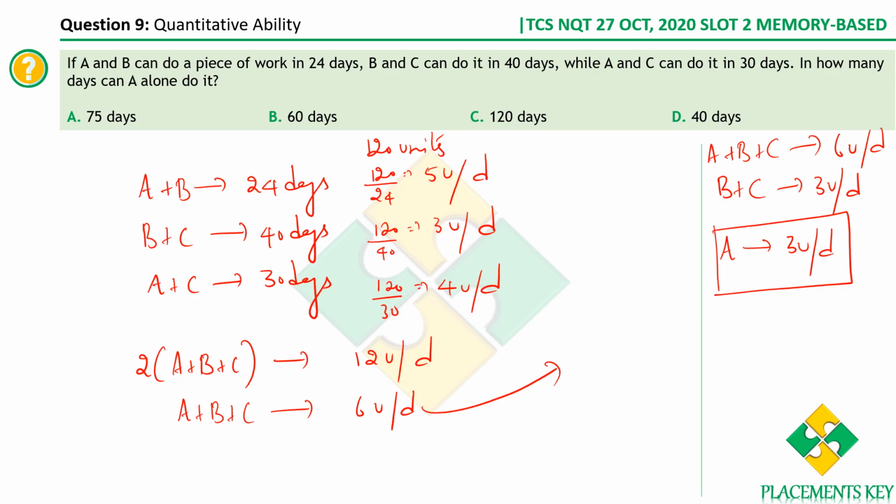We know that the total work is 120 units. So therefore A takes 120 by 3 days, that is, A takes 40 days to finish the work. Is that clear? Which is option D.